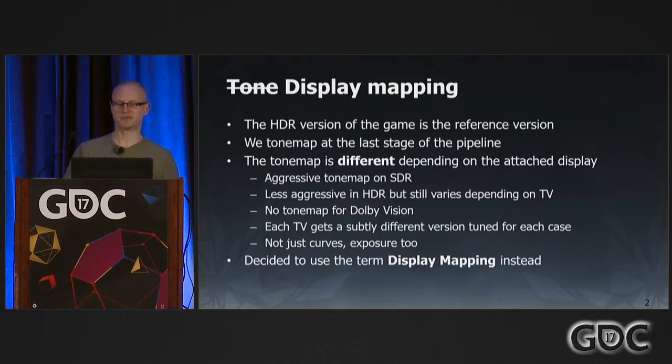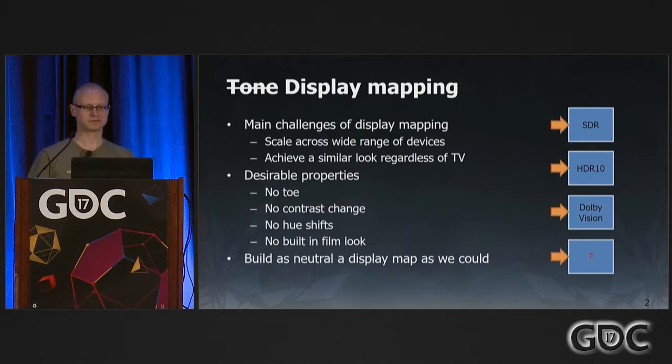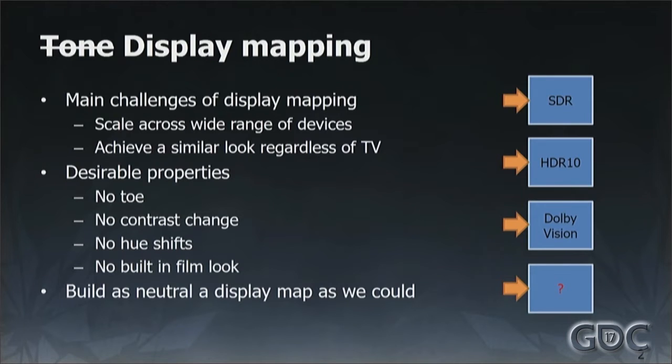So for a standard dynamic range, we do an aggressive tone map. In HDR, it's less aggressive, but it's still varying depending on the TV capability. So a low-end HDR TV would be more aggressive, and on a high-end HDR TV would be less aggressive. And it's tuned for each case. It's also not just a tone map curve, it's also re-exposure. Hence, because it's per display, it's display mapping for us. And the main challenge of this was to make sure that it did scale across a large range of different TVs and achieved a similar look.